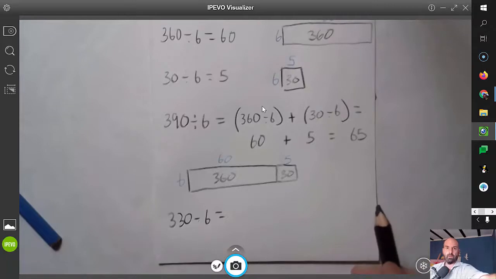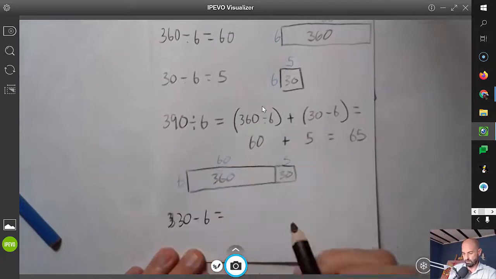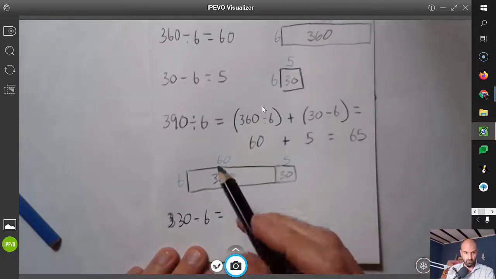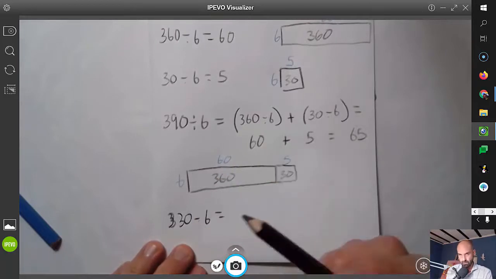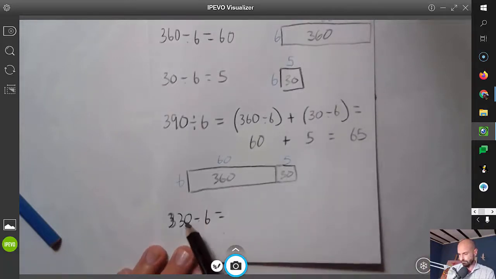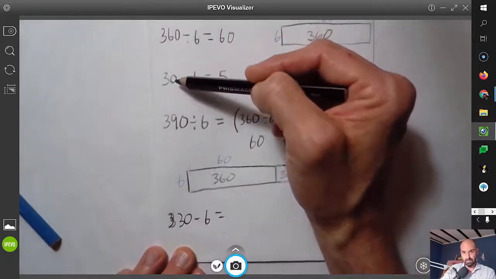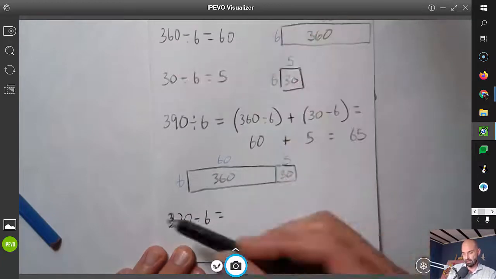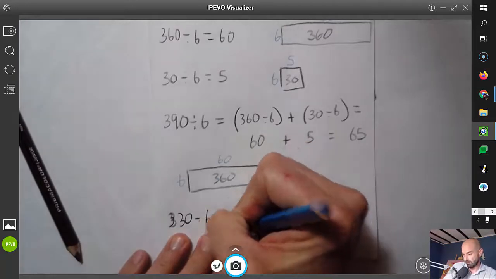All right, what about 330 divided by 6? 3, 2, 1, 0. So not only can we take the quotients, we can break apart numbers, right? That's been a strategy we've been using all year. It's this idea of what are numbers made of? How can I make my calculations simpler? So if I look at 330, I should be able to see that 330 is 360 minus 30. And if I see that, now I can make this much simpler for me to calculate.